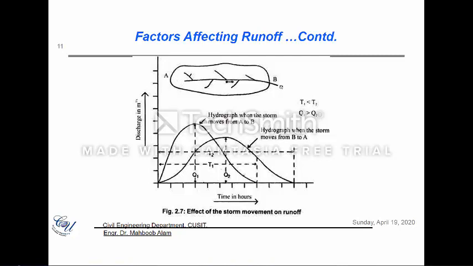In the initial case, because it was raining first at this point, and when this precipitation was occurring at that point, then that discharge was already reaching here. So both of them were contributing almost at the same time, and that was the reason that hydrograph had a higher peak. So the movement of the storm, or direction of the storm, also has an effect on the peak and the base period of a hydrograph.